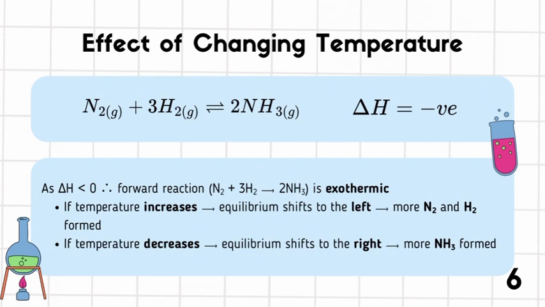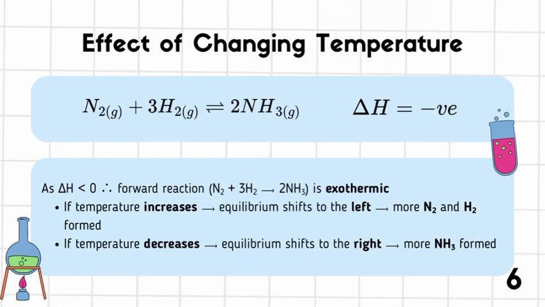Next, let's talk about how temperature affects the Haber process. The balanced equation is nitrogen gas plus 3 molecules of hydrogen gas gives 2 molecules of ammonia. And since the enthalpy change is negative, the forward reaction is exothermic. So what does this mean? If we increase the temperature, the system will try to oppose that change by favoring the endothermic direction. This shifts the equilibrium to the left, producing more nitrogen and hydrogen instead of ammonia.